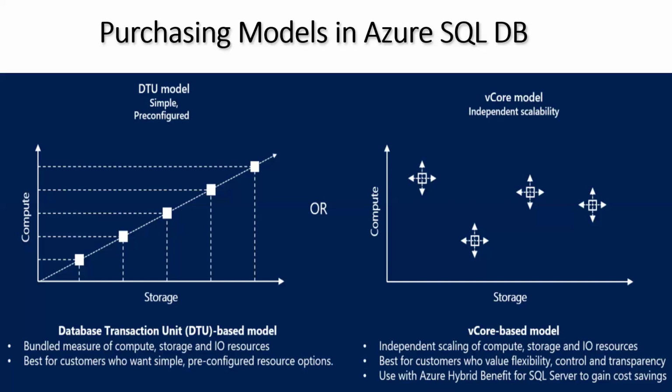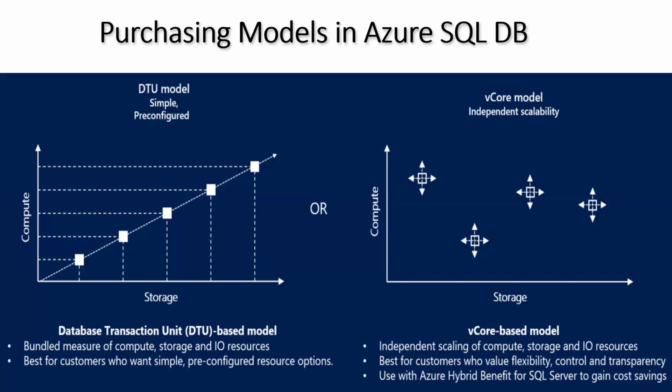And come to the vCore model. So this is independent scalability. In DTU, we don't have flexibility to scale up or scale down our CPU and memory cores, right? Here in this vCore model, we will have the options compute, storage, and IO resources. These are independent. That means we can select independently. So this is best for who want flexibility, control, and transparency over the database. Then they can make use of the vCore database model.